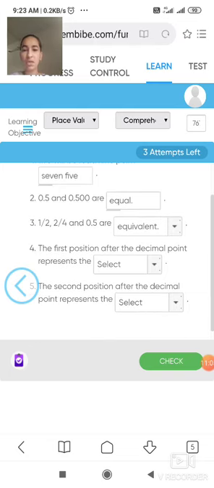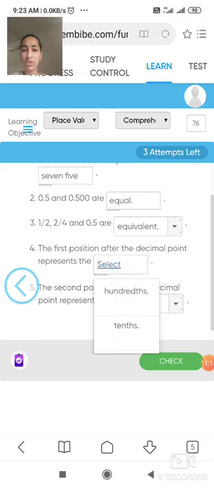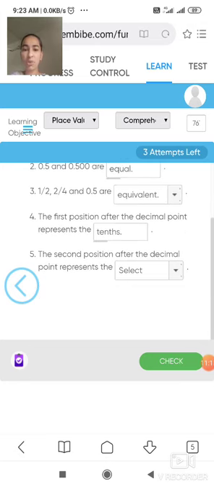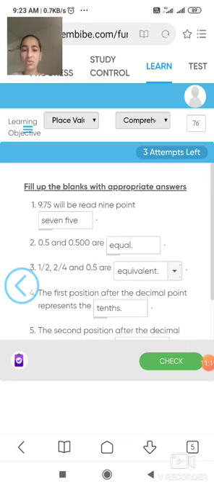The next is, the first position after the decimal point represents the dash. Yes, it represents tenths. Now the second position represents hundredths. Like this you have to solve similar types of questions, okay students? Let's take another type of example.